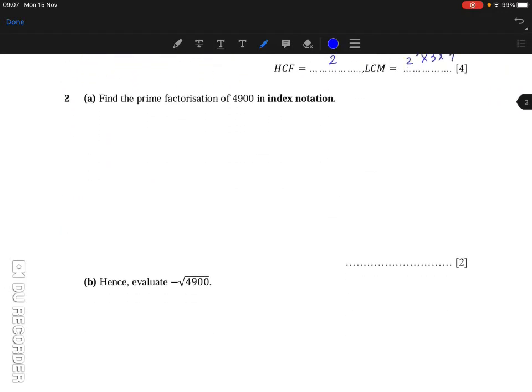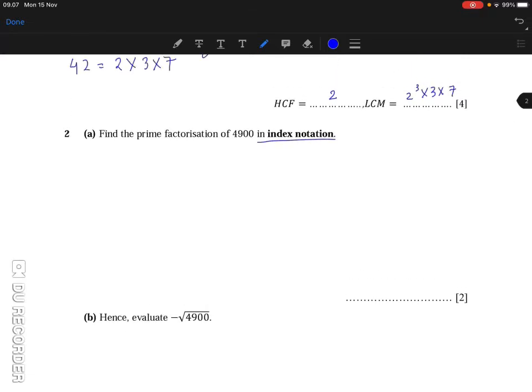Move on to number 2. Find the prime factorization of 4,900 in index notation. Index notation means, for example, like this. This one is index notation, right? Now before we leave it in the index notation, please find first the prime factorization using your tree diagram or table.